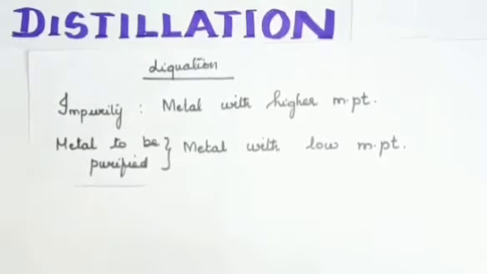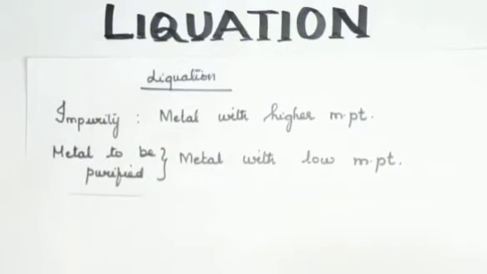Next, liquefaction. This method is employed to remove the impurities with high melting points from metals having relatively low melting points. In this process, the crude metal is heated to form a fusible liquid and allowed to flow on a sloping surface.